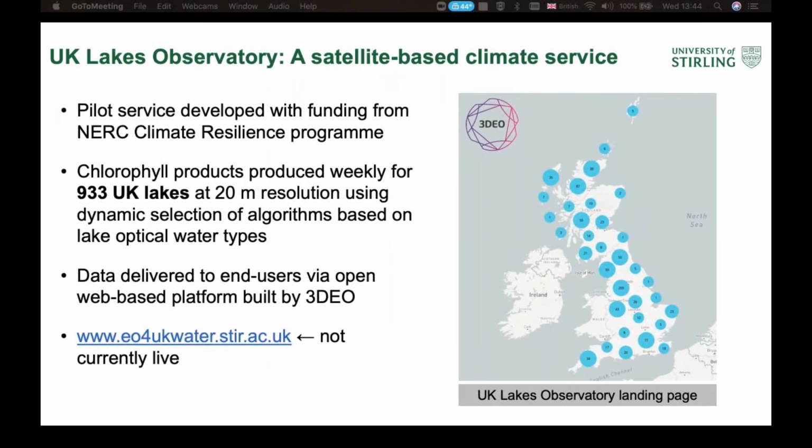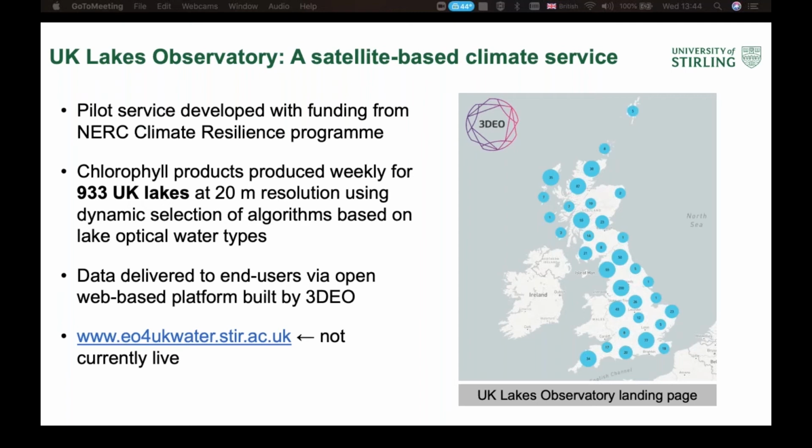I want to turn your attention now to the UK Lakes Observatory. This is a pilot service that builds on NERC-funded research that we have carried out over these last 7 or so years, and the pilot itself is funded from the NERC Climate Resilience program.